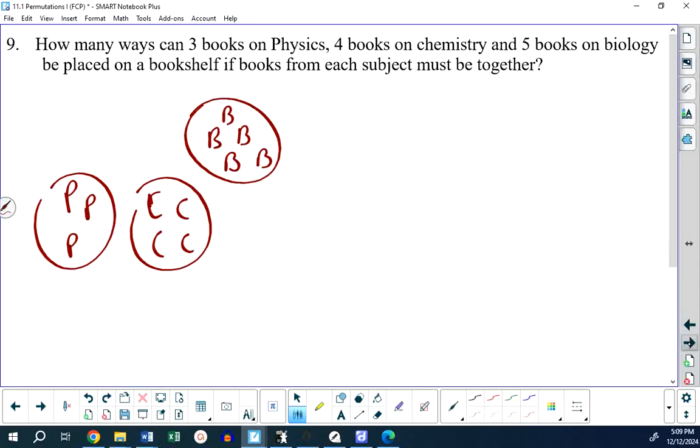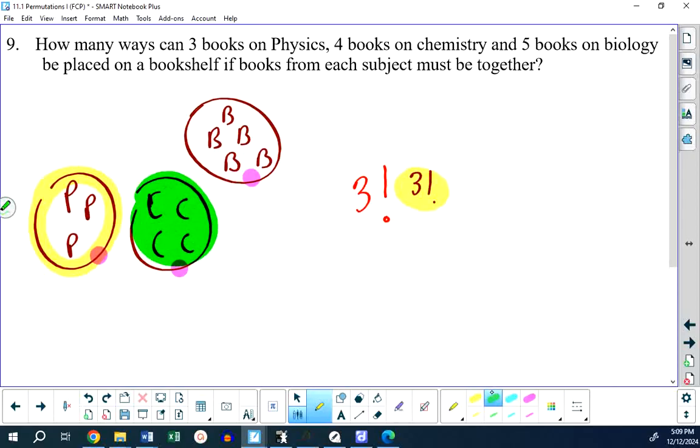And because all of the books on physics need to be together, and all of the chem books need to be together, and all of the bio books do as well, what we are actually arranging is 1, 2, 3 items. And that means it's 3 factorial. Except that for this group, you also have to arrange those 3 physics books. For this group, you also have to arrange the 4 chem books. And for this group, you have to arrange the 5 bio books.